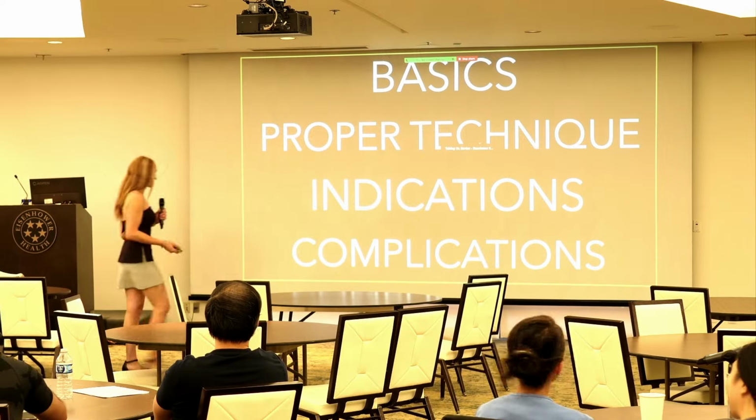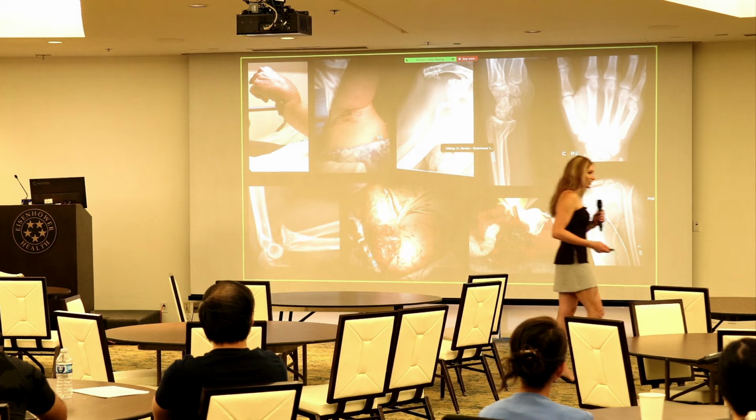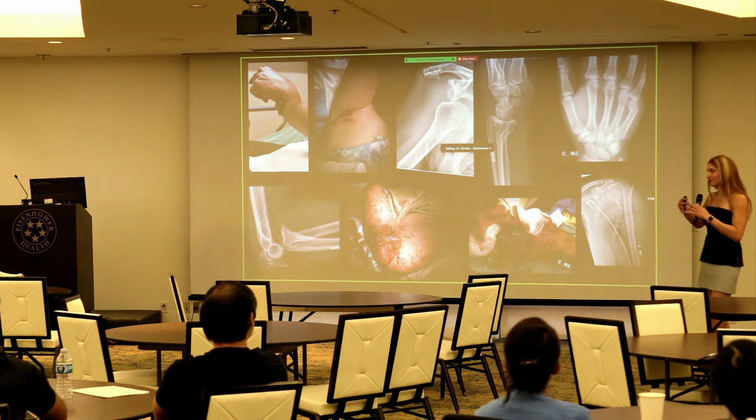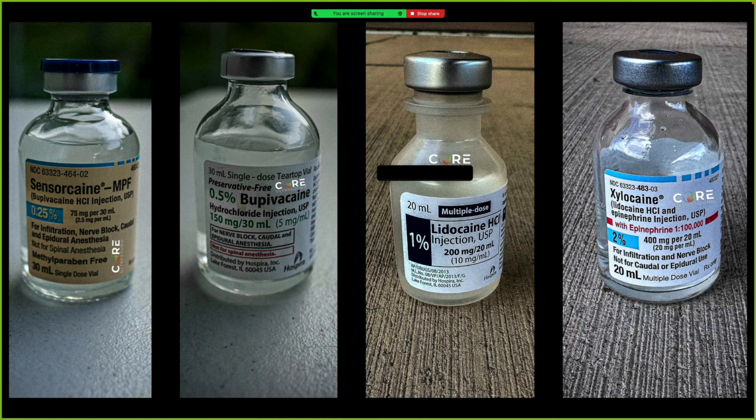So we're going to talk about basics, proper technique, indications, and then talk about some complications, because we have to know what our intervention, like how can it harm patients. These are all kind of like gnarly injuries, right? These are all injuries that I've seen. These are all my pictures. And these are all patients that I've treated with nerve blocks, and they didn't need sedation. I was able to fix the problem just with nerve blocks. So you can imagine that it's a very important and easy and good thing to do.